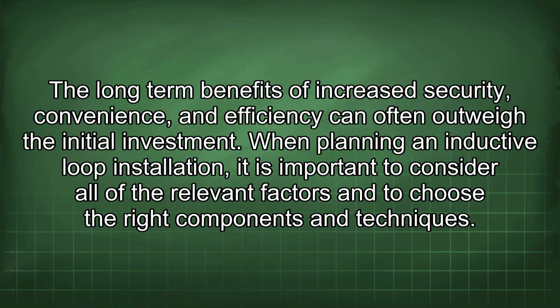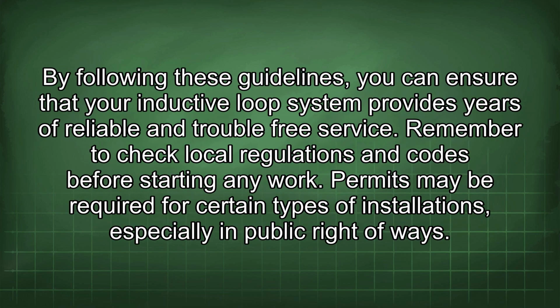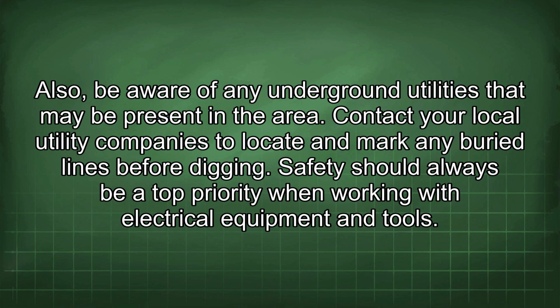When planning an inductive loop installation, it is important to consider all of the relevant factors and to choose the right components and techniques. By following these guidelines, you can ensure that your inductive loop system provides years of reliable and trouble-free service. Remember to check local regulations and codes before starting any work. Permits may be required for certain types of installations, especially in public right-of-ways. Also, be aware of any underground utilities that may be present in the area. Contact your local utility companies to locate and mark any buried lines before digging.